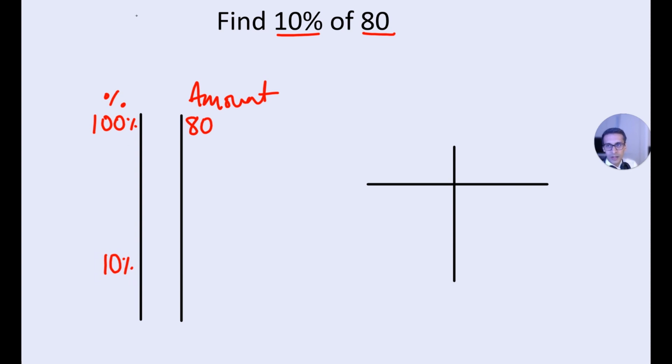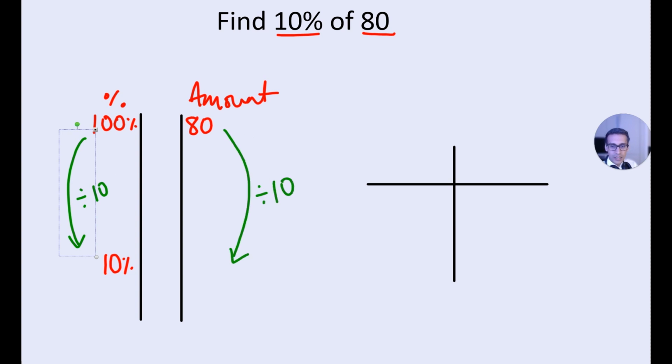So that's 10% there. If I'm dividing by 10, then I'm going to need to do the same thing here. I'm going to divide by 10. So when I divide by 10, 80 divided by 10 is 8.